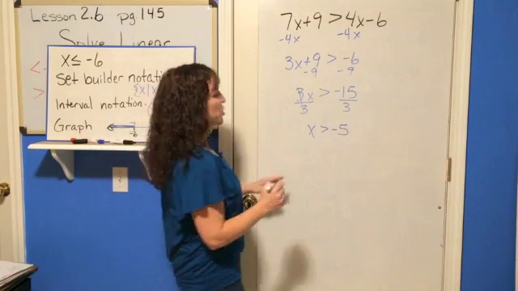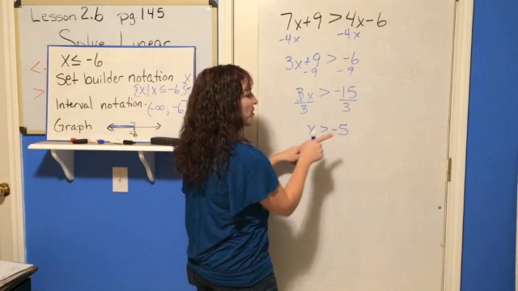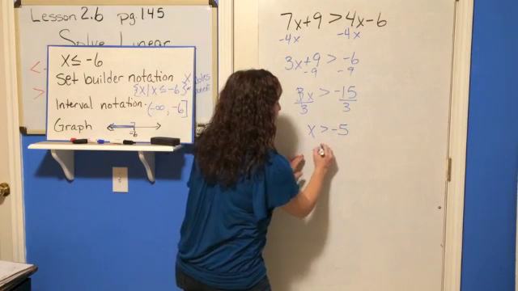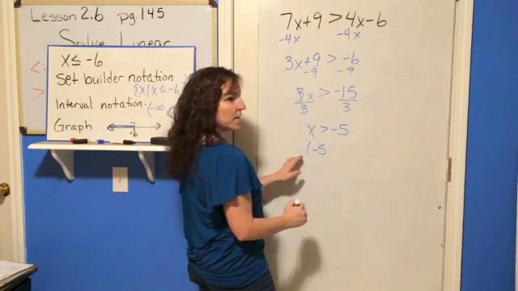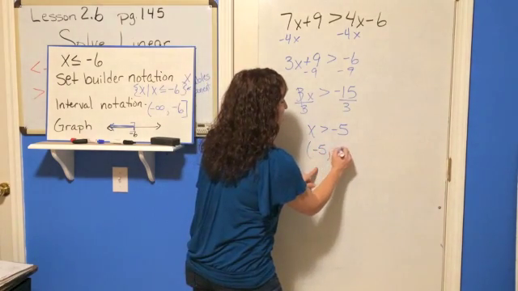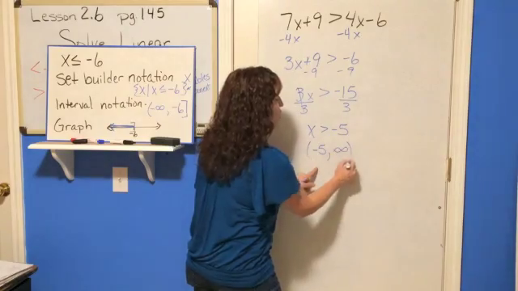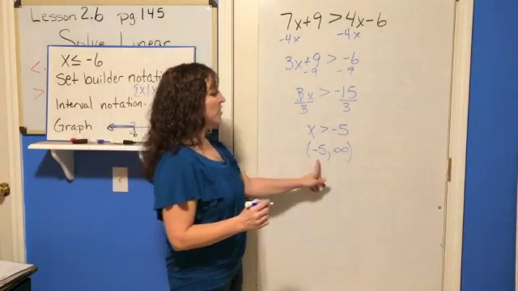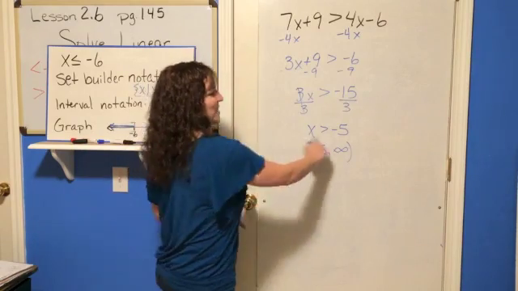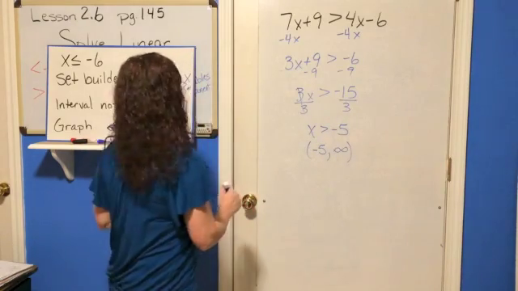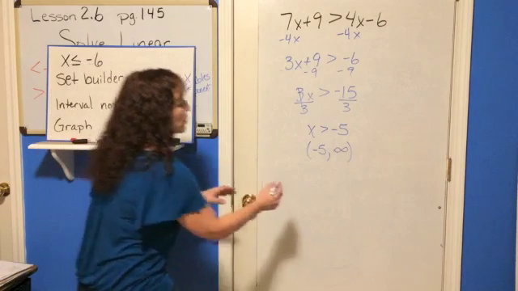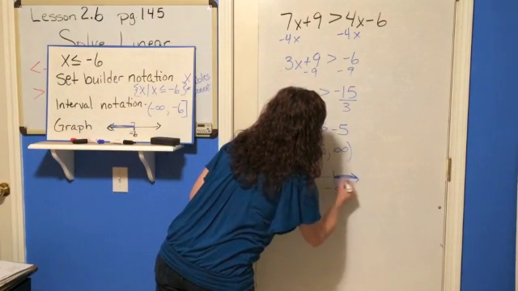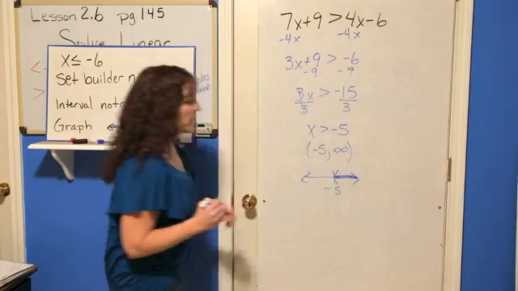So our interval notation is, let's see, everything greater than negative 5. Negative 5 is this end, and everything greater than that is infinity. It's going to go on and on to the right. So negative 5 to infinity is x is greater than negative 5. And you can graph it by putting negative 5 and everything to this side, and it's a soft bracket.